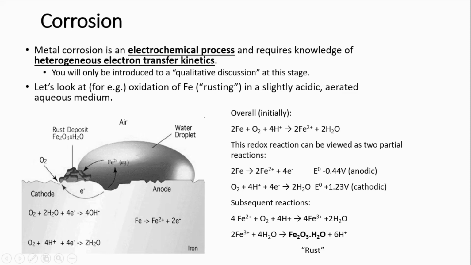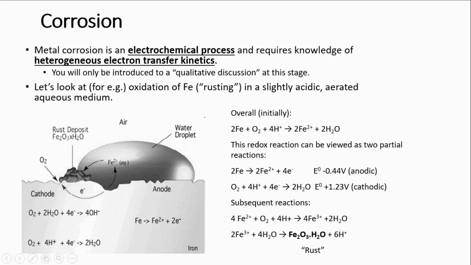On the cathodic side, what you have is oxygen gas reacting with 4 moles of hydrogen ions and 4 moles of electrons to produce 2 moles of water. And the potential for that process is 1.23 volts. That's a cathodic process because it's a reduction. That is, oxygen and hydrogen ions accept electrons, and these electrons are coming from the anodic process.